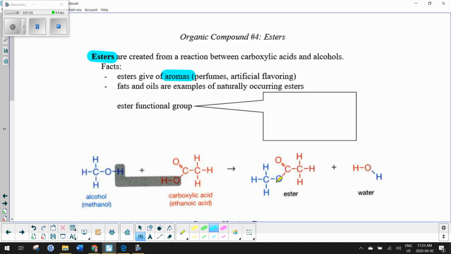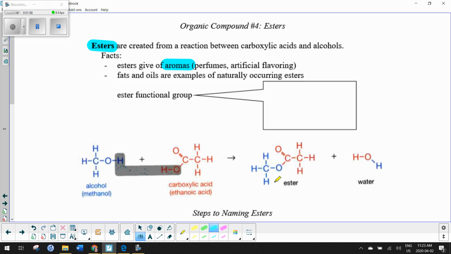If you look at the ester down here, this is the example of esterification. You're taking an alcohol, in this case methanol, though it can be any alcohol, and a carboxylic acid, in this case ethanoic acid. The hydrogen from the hydroxyl group on the alcohol and the OH from the carboxylic acid are going to leave, which creates a water molecule, because the H and OH combine to make H2O.